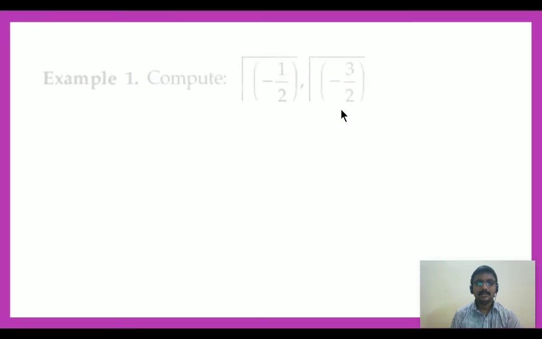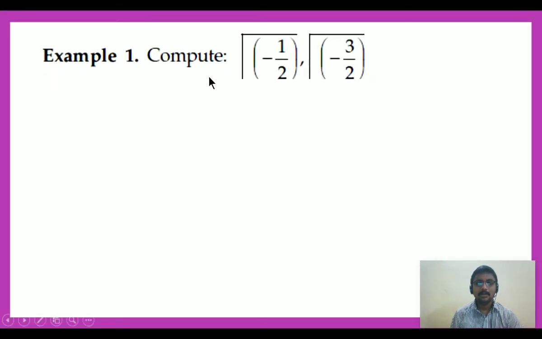Another example, compute gamma minus half and gamma minus 3 by 2.